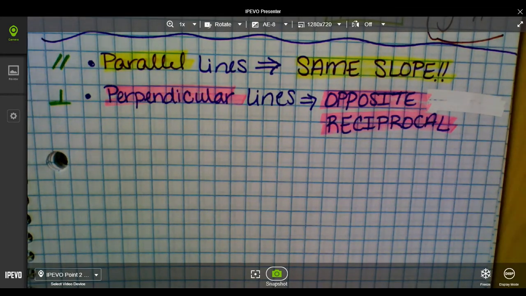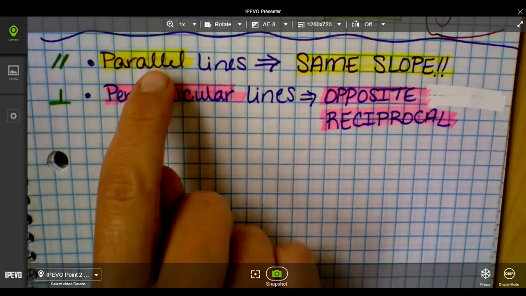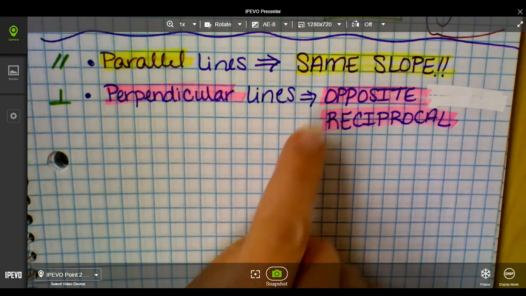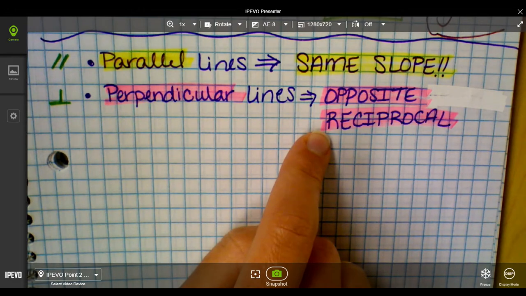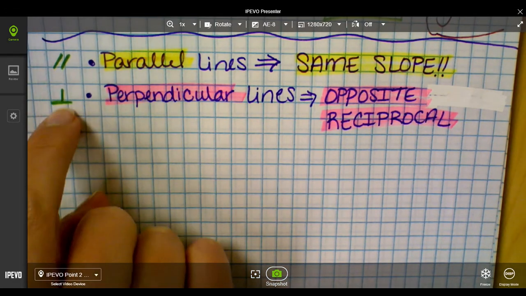Okay, so this is our last video over section 4.5. Hopefully you guys remember parallel lines have the exact same slope. Perpendicular lines have to have the opposite reciprocal slope, so opposite signs and flipped fractions. And these will be the symbols that I'm using a lot.